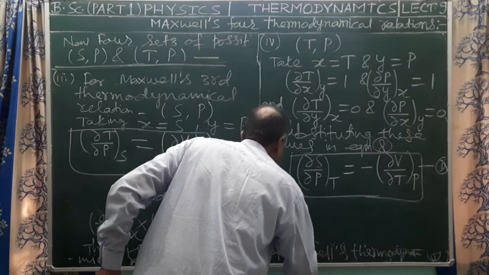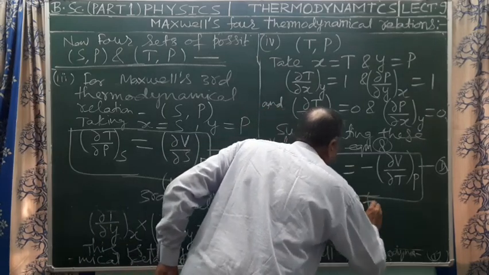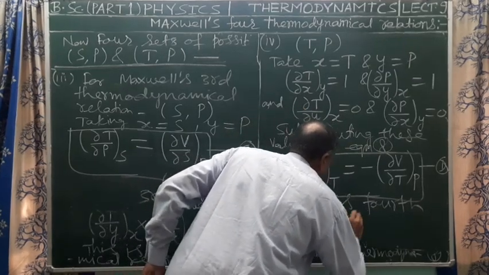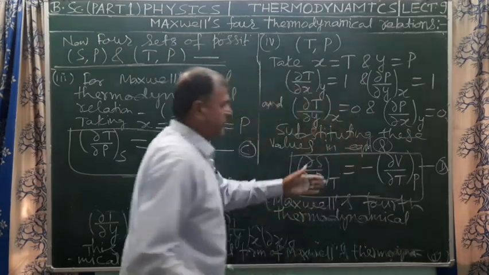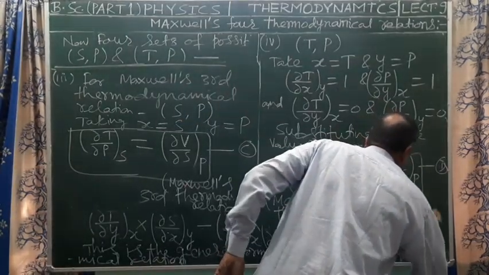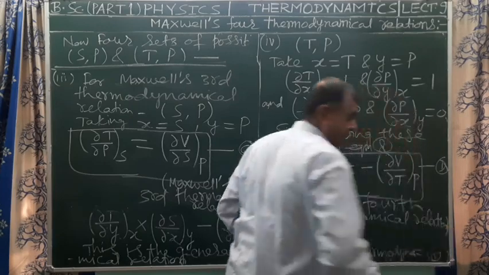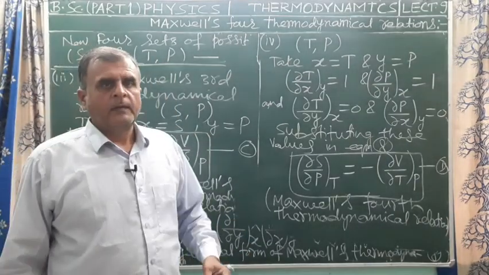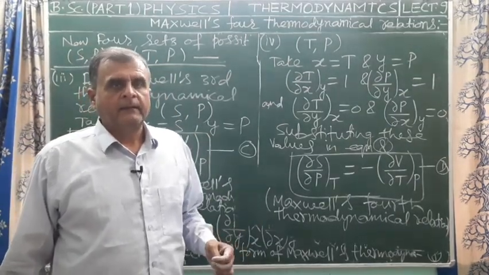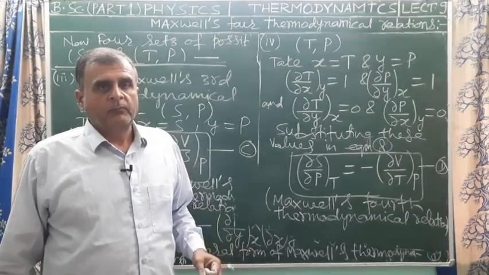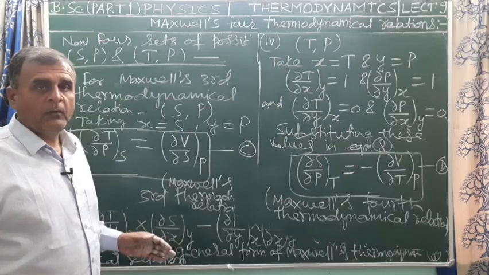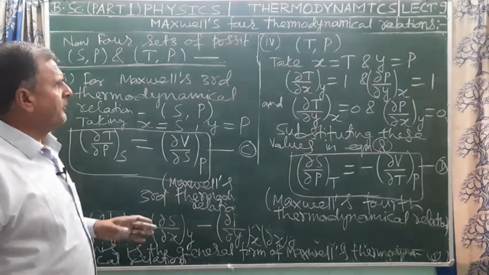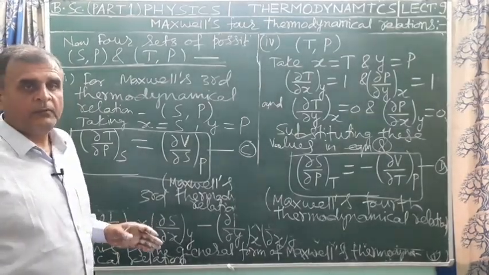This is Maxwell's fourth thermodynamical relation, and it is given in equation number D. Now this video is completed. We have derived all four forms of Maxwell's thermodynamical relations from the general form of Maxwell thermodynamical relation given by equation 8, by taking four sets of two variables.